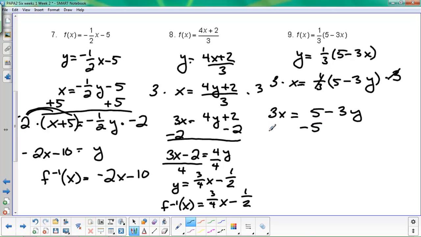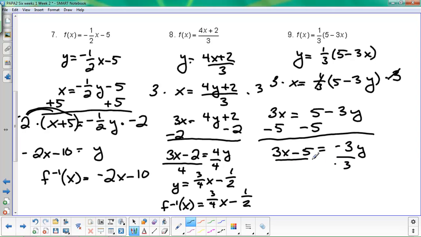Subtract 5 from both sides. Please don't make the mistake. This is a positive 5, so you need to move the negative to the other side of the equation. These are not like terms. 3x minus 5 equals, do not forget the negative, 3y. Divide by negative 3. Remember, you're dividing the entire problem by negative 3.